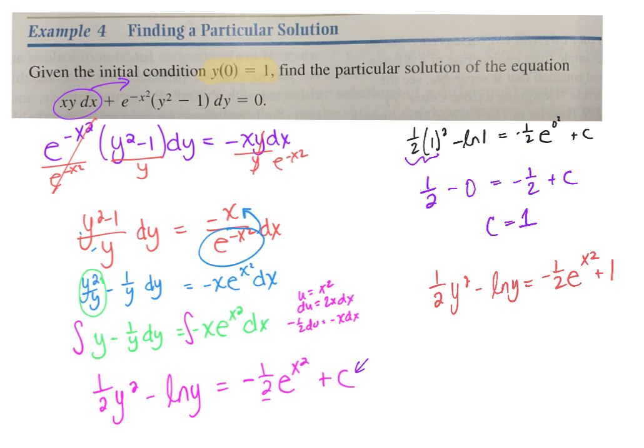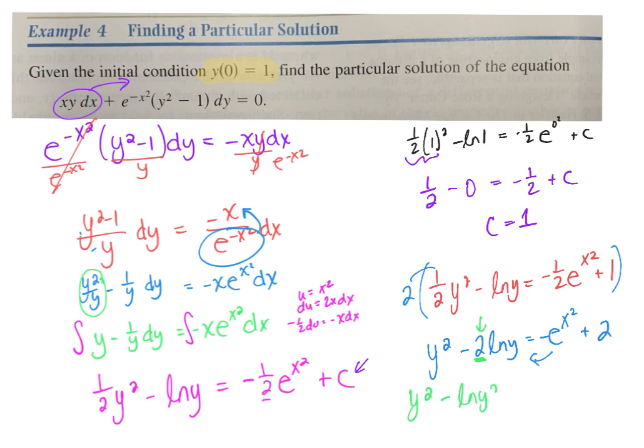I will say, and they did this, and I would agree with this, they multiplied everything by 2 to get rid of those fractions. So we multiply this by 2, you get y squared. This by 2, you get 2 ln of y equals -e to the x squared plus 2. And then move this e over. So you get y squared. What can I do with this 2 here? It's in front of my natural log. Yep, so minus ln of y squared plus e to the x squared equals 2.